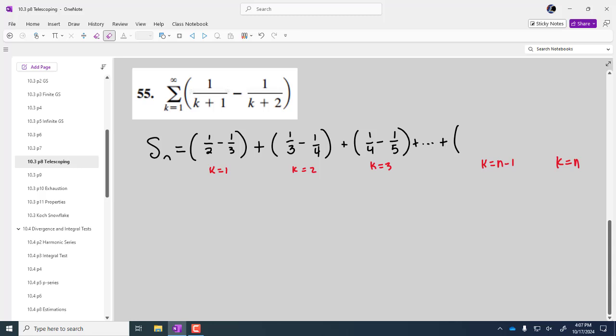So all we have to do now to find this term is to replace the k up here with an n minus 1. So we're going to get 1 over n minus 1 over n plus 1.